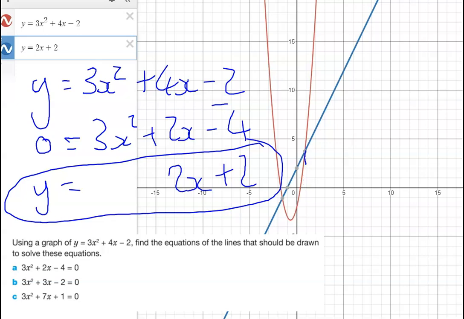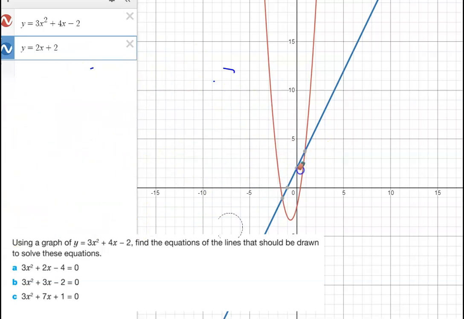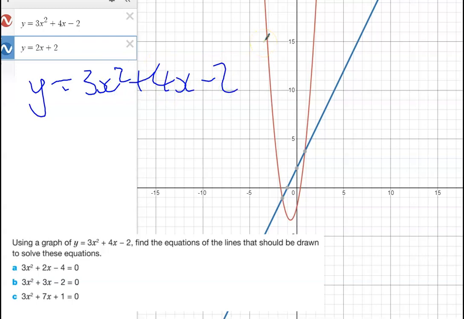Okay, let's just do the other two quickly to give you more examples so you can see what we're doing. Check that there's nothing weird going on. So I shouldn't have deleted the whole of that, so we still need the original, y equals 3x squared plus 4x minus 2. That's my red parabola. And then the second one I want is 0 equals 3x squared plus 3x minus 2.